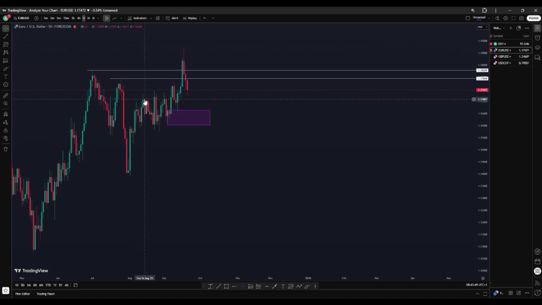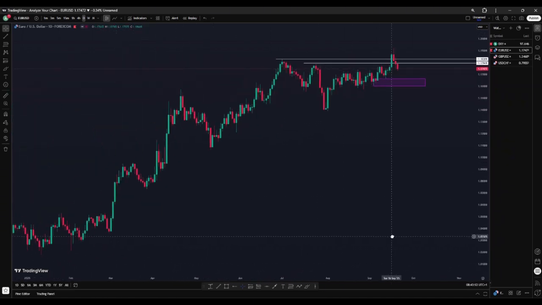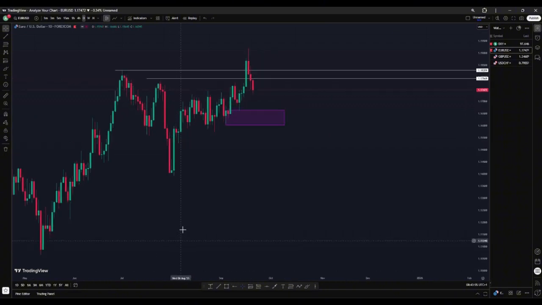Because if you look closely here, you can see that we have a shift of market structure. Now, where is that shift? Let me zoom in to show you what I mean by shift of market structure. As you can see here, we have a high, we have a low. Now we have a high higher than this high, right? And that becomes a shift of market structure.